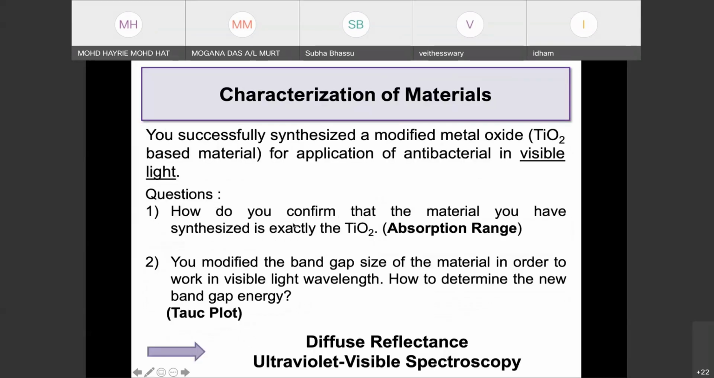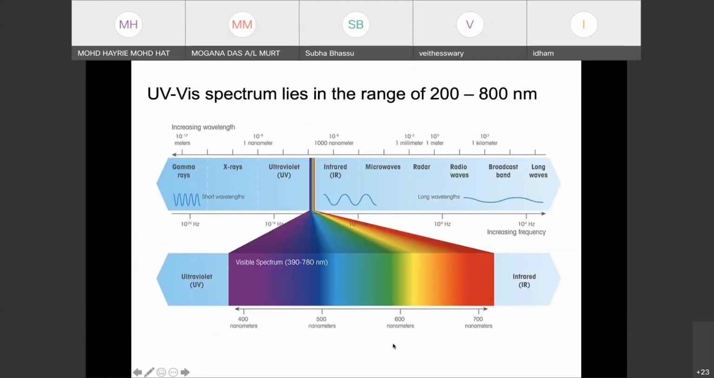Okay, so how do you confirm that the material you have synthesized is exactly titanium dioxide? You can confirm that based on the absorption range. And you can also determine the new band gap energy based on the Tauc plot. So this question can be answered by DRUV spectroscopy. The UV-vis spectrum lies in the range of 200 to 800 nanometer. UV is 200 until 380 nanometer, and 380 nanometer until 700 is the visible range, and after that is the infrared region.